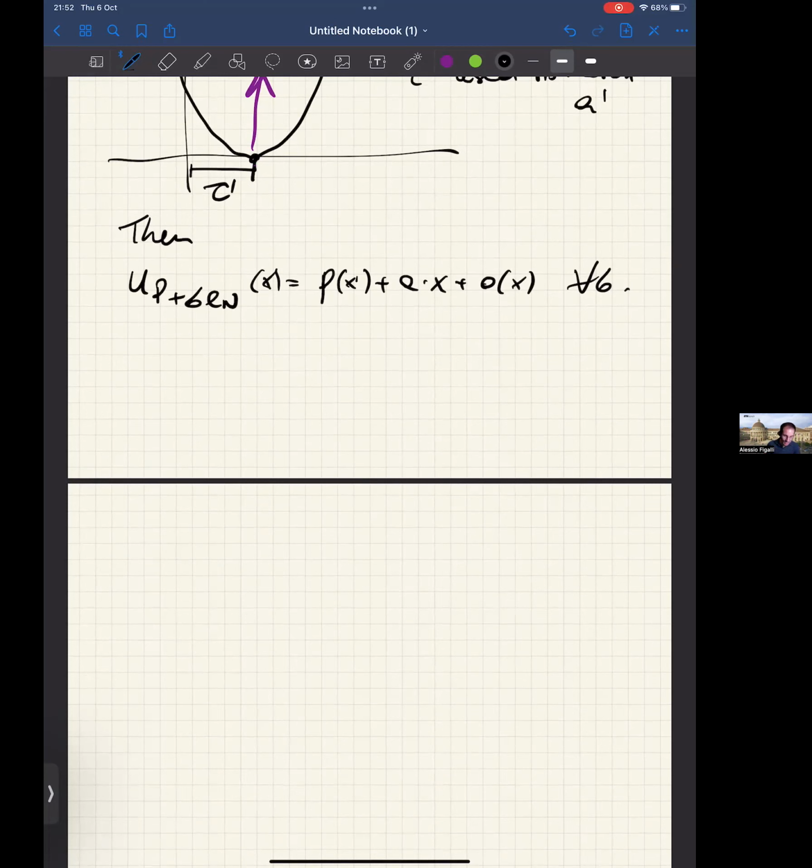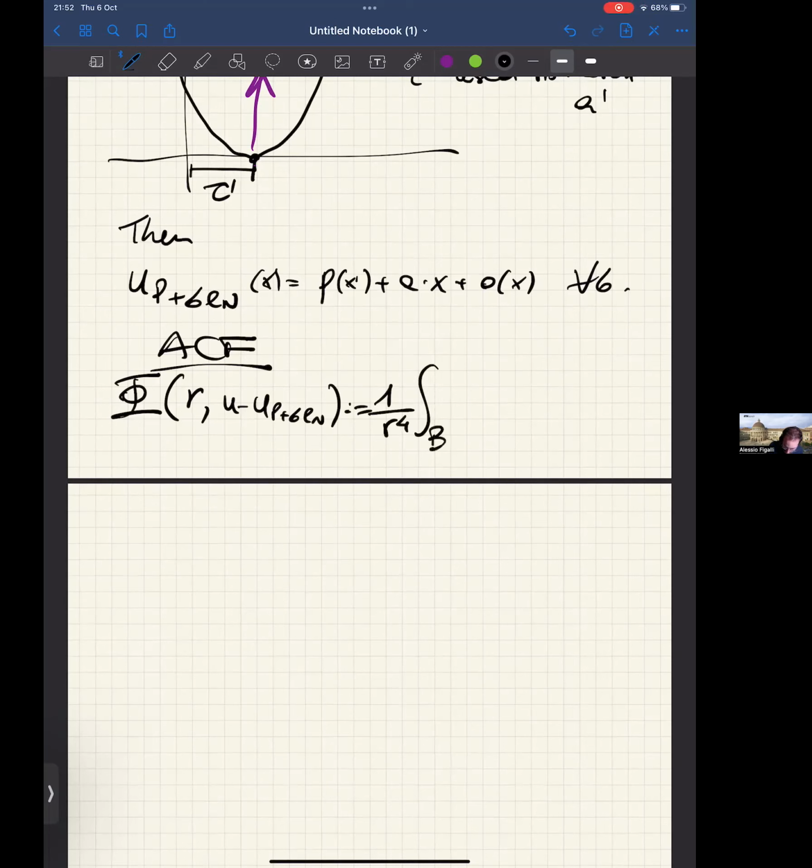And then here comes the other idea of the paper, which is that we look at the ACF functional, the Alt-Caffarelli-Friedman functional. So the functional is phi of r of u minus u_P plus sigma e_n, which, for people familiar, is 1 over r to the 4 times the integral over B_r of 1 over |x|^(n-2) grad of (u minus u_P plus sigma e_n) positive part squared, times the integral over B_r of 1 over |x|^(n-2) grad of (u minus u_P plus sigma e_n) negative part squared. So we look at the Alt-Caffarelli-Friedman functional applied to the difference of these two solutions.